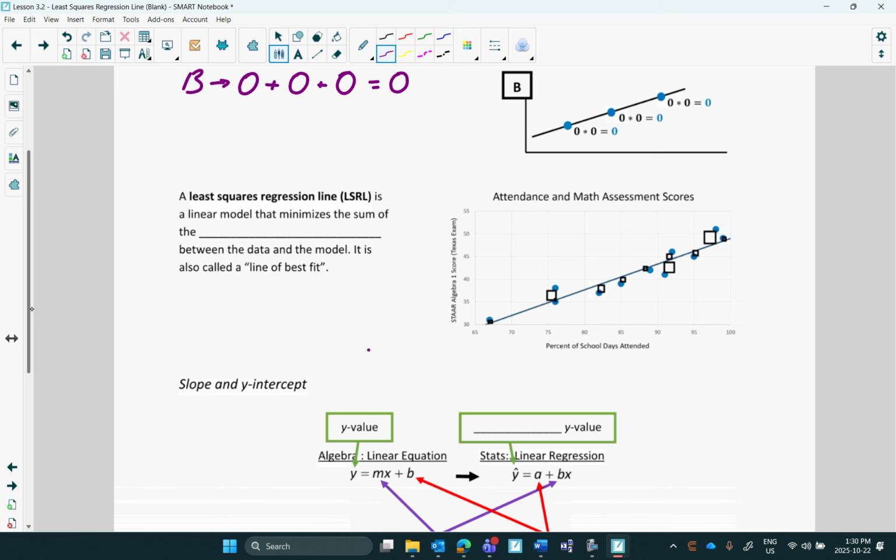Sorry, I get a little excited when I talk about squares. Oh, yeah. Oh, it's your back.